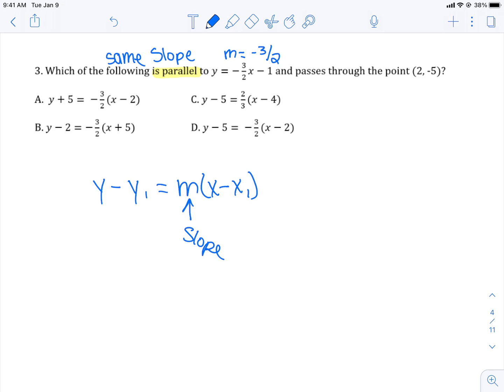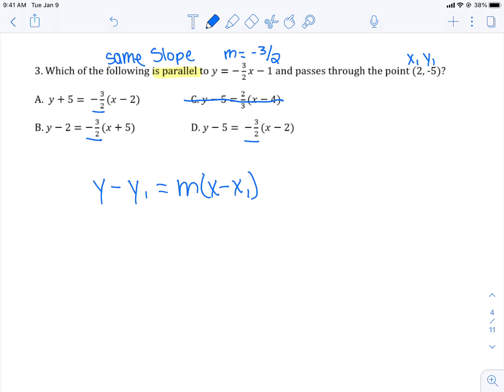So if I look at A, that has the same slope, -3/2. If I look at B, -3/2, yep, that works. C is not, it's 2/3, so I can eliminate that one. D, let's look. Yep, that one also has a -3/2. Now it needs to pass through the point (2, -5). That means my x1 and my y1 need to be 2 and -5.